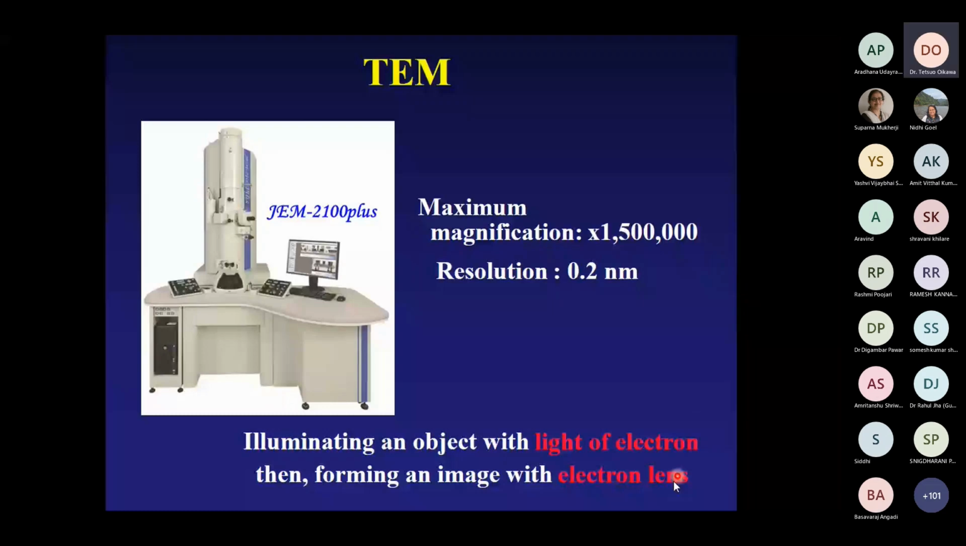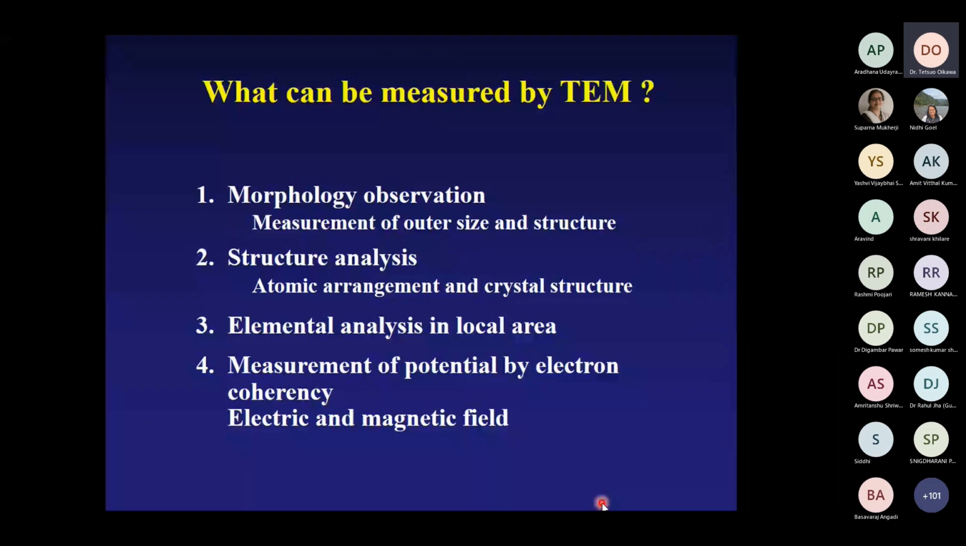The electron microscope offers many kinds of information from the specimen. First, morphological observation is possible. Same as the optical microscope, we can measure the size and shape of the target object. We can also make a structure analysis. We can measure the inside structure, such as the atomic arrangement of the crystal, and make crystallography analysis by electron diffraction and also high resolution imaging.